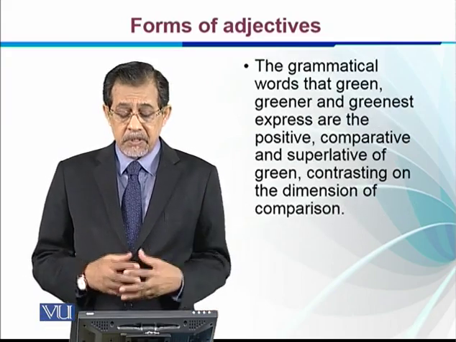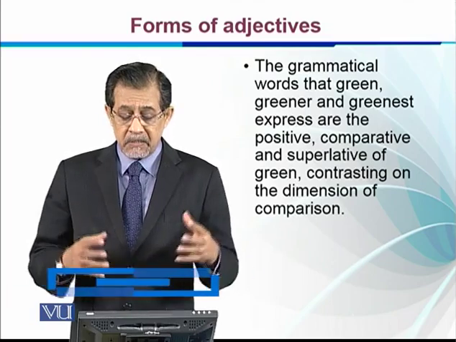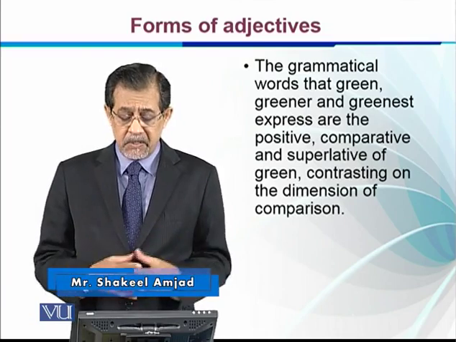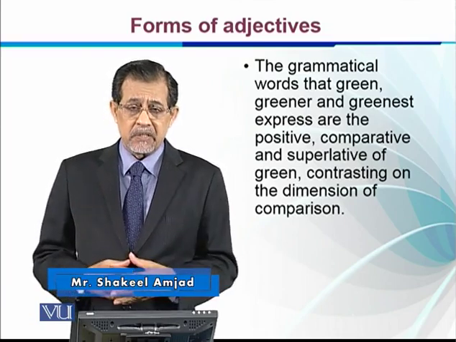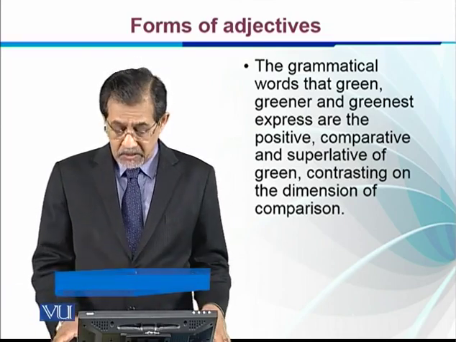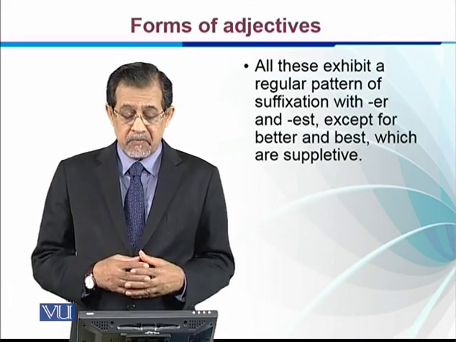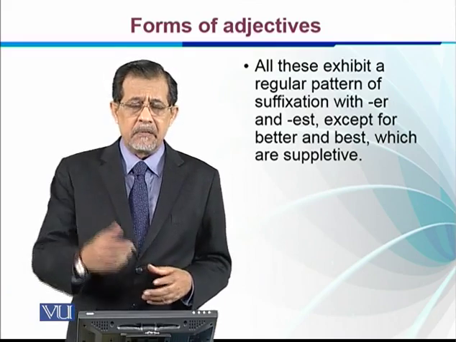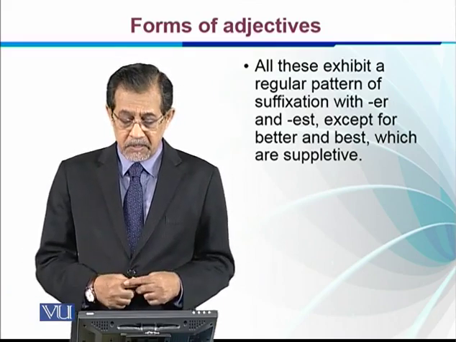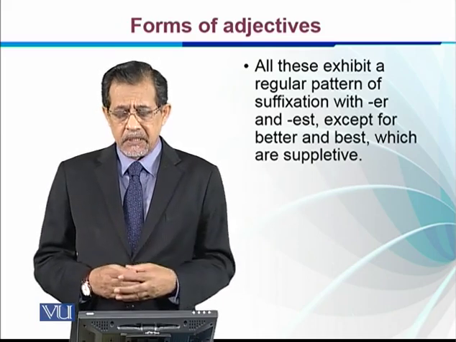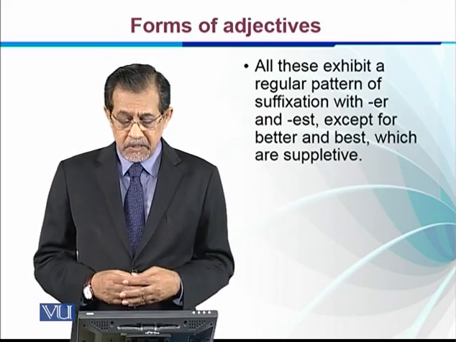The grammatical words green, greener, and greenest are the positive, comparative, and superlative degrees, and they are showing a contrast. Their dimension is contrast. All these exhibit a regular pattern. We can take any one syllable word and have the same process. For the comparative, we can add er, and for the superlative, we can add est.